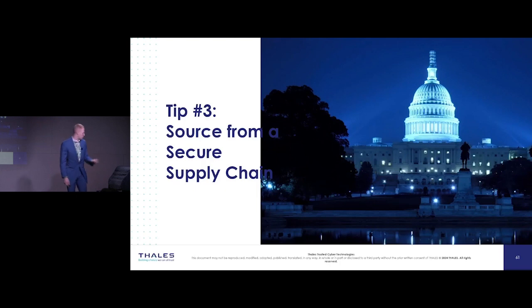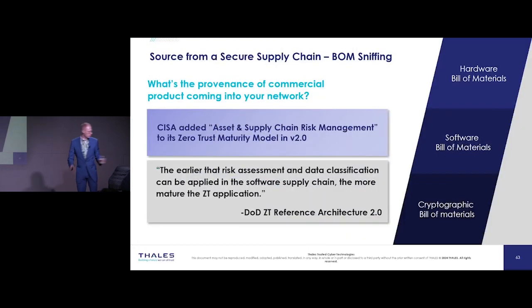Our third tip here is talking about supply chain. We really want to focus, especially when we're bringing commercial off-the-shelf products into government networks, on the provenance of those commercial products. Do you know what that provenance is? CISA in its 2.0 model added references to NIST's asset and supply chain risk management framework, and DoD specifically calls out that to build a more robust and mature zero trust implementation, you should really be focusing on the secure supply chain of software. And so we have all these bills of material.